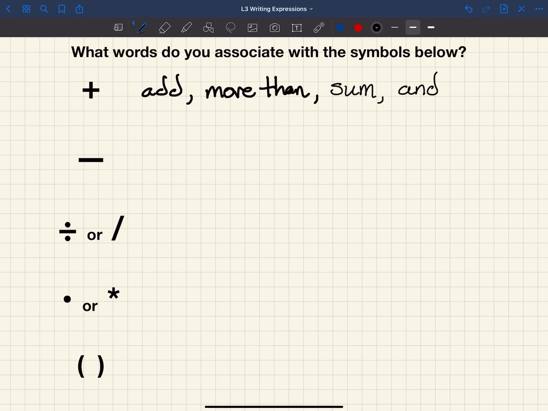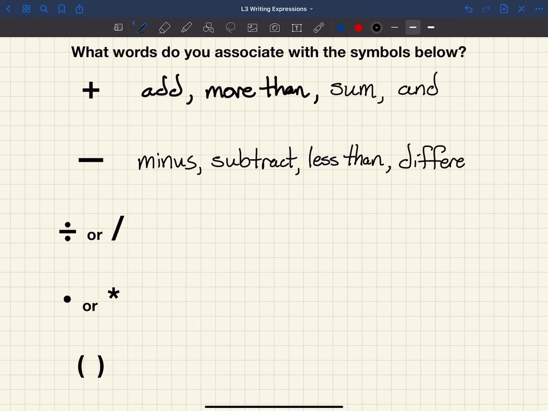For the minus sign, well, that's one right there. You might think minus is a word that fits with that. You might also think about subtraction, so you could use the word subtract. We might think of less than, because it's like 7 less than 10 is 3. So 10 minus 7 is 3. We might also have something called the difference. If you think about it, the difference between 5 and 3 is 2. 5 minus 3 is 2.